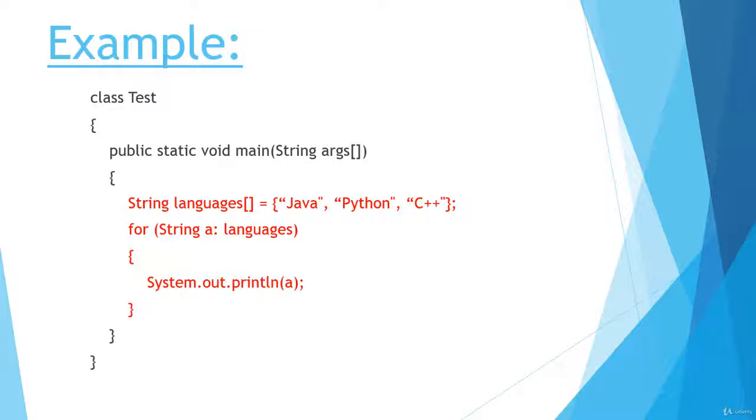And next time it goes to the next element, and this time it is Python, and it copies the Python to a. Now in a we have Python, and now Python is printed on the screen. In this way you can iterate and print all the elements in an array or a collection. So let's run our little program in NetBeans.